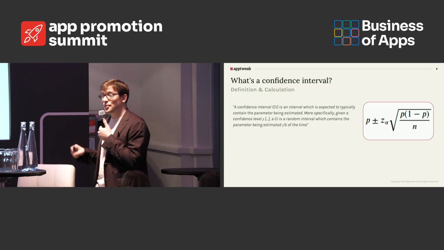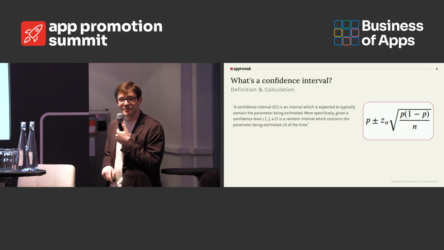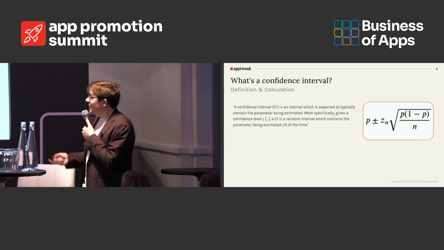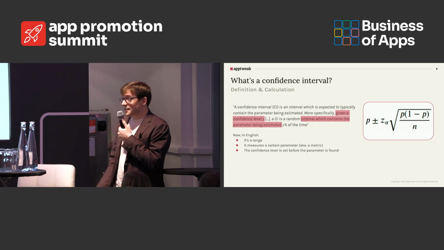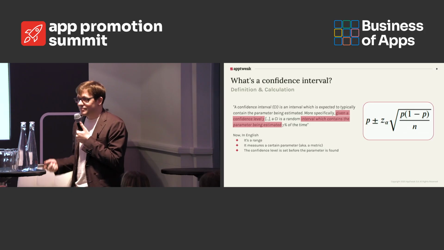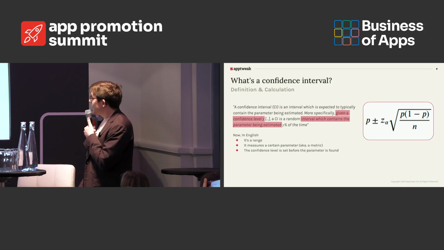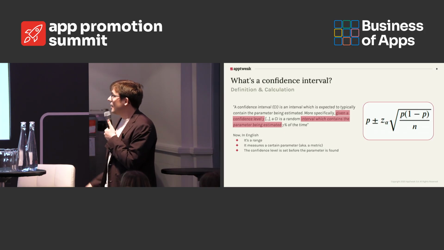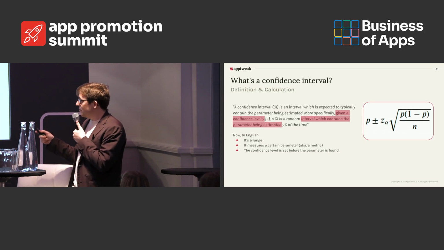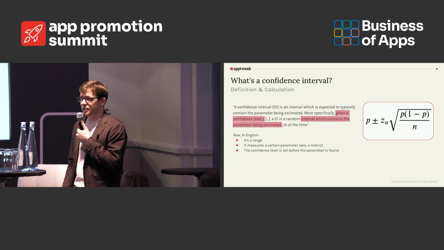Who's feeling comfortable with this kind of definition? Yeah, me neither. If I put it in English, a confidence interval is a range. It measures a parameter. So far, thank you for being so obvious. What's actually important: the confidence level is set before the parameter is found.